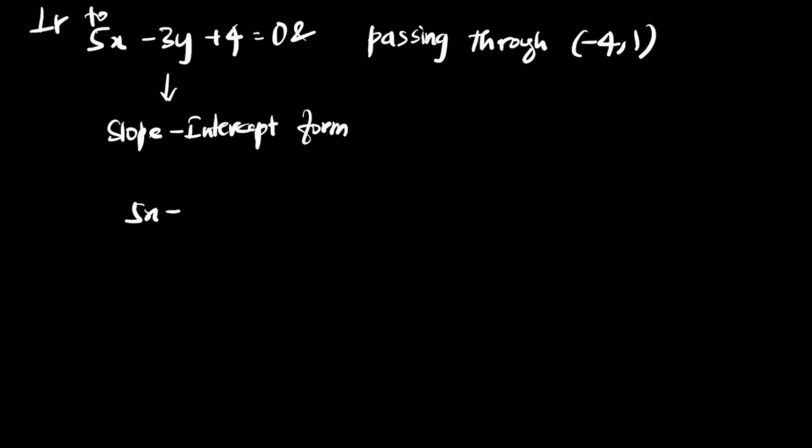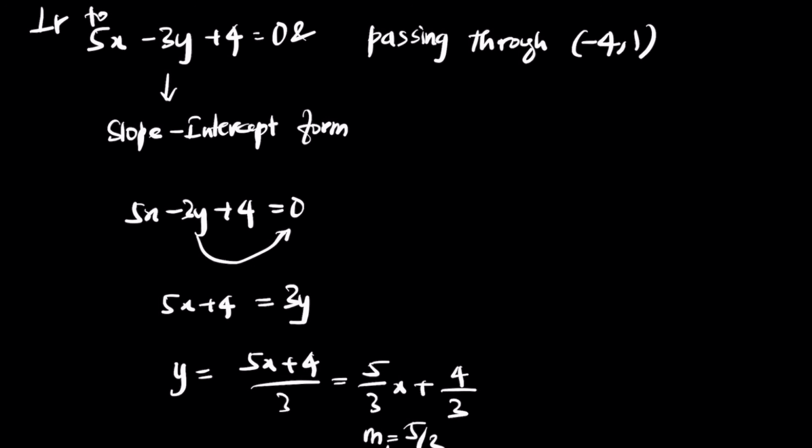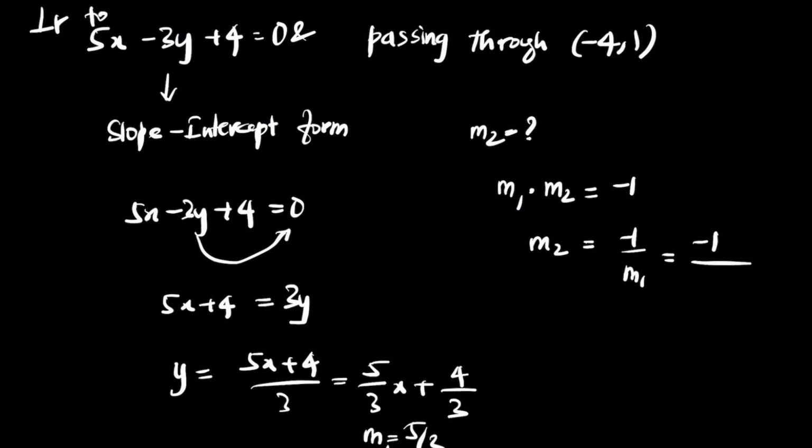So you have 5x minus 3y plus 4 equal to 0. Push this minus 3y to the other side, you get 5x plus 4 equal to 3y. y equal to (5x plus 4) by 3. So that becomes 5 by 3x plus 4 by 3. So here m is 5 by 3. This is m1, but we want to find m2. Because the lines are perpendicular, we know that the product is equal to negative 1. So m2 can be written as minus 1 by m1. So minus 1 by 5 by 3 becomes minus 3 by 5. So m2 is minus 3 by 5.